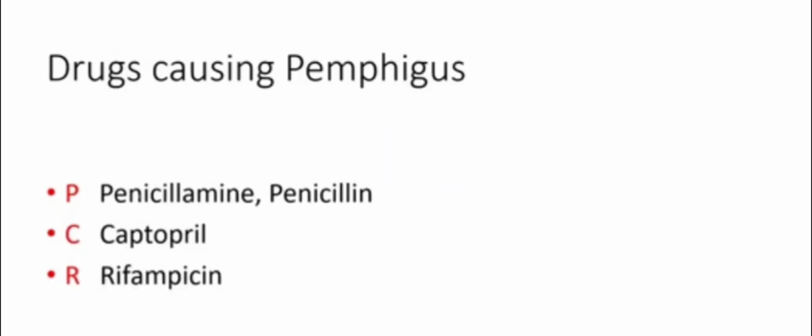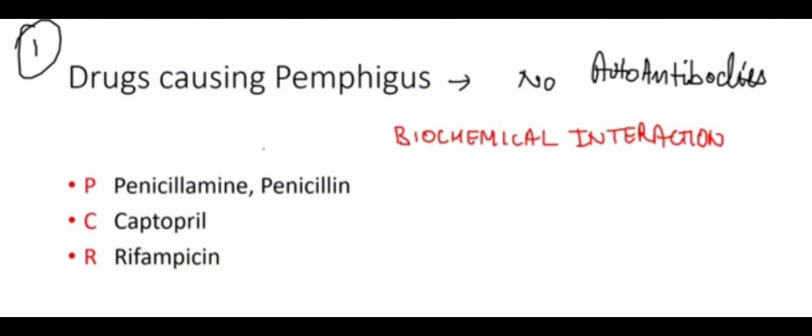Today we are going to discuss some mnemonics in dermatology that are going to be very helpful in your exam preparation and remembering the important stuff. Let's start with the first mnemonic, drugs causing pemphigus. The mnemonic is PCR. P stands for penicillamine or penicillin, C for captopril, and R for rifampicin.